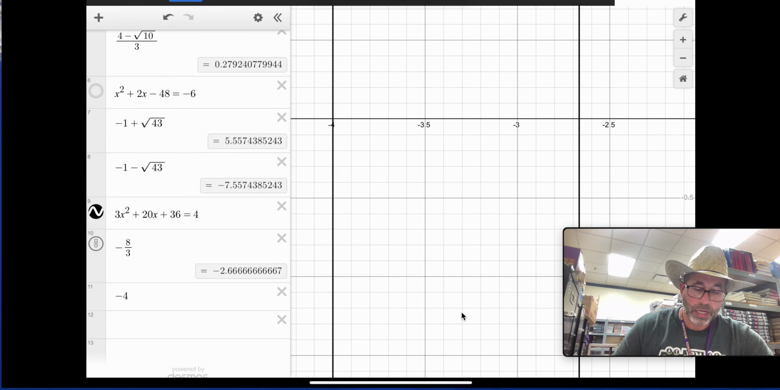I know everybody wants to know, like, well, when do I use this, when do I use that? You use it when the directions tell you to, but generally with practice, you figure out what's the best way to actually tackle these, okay?